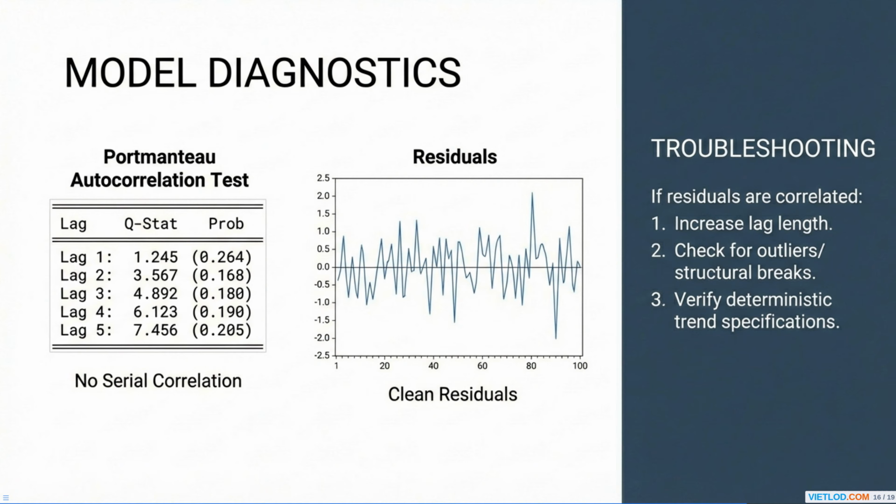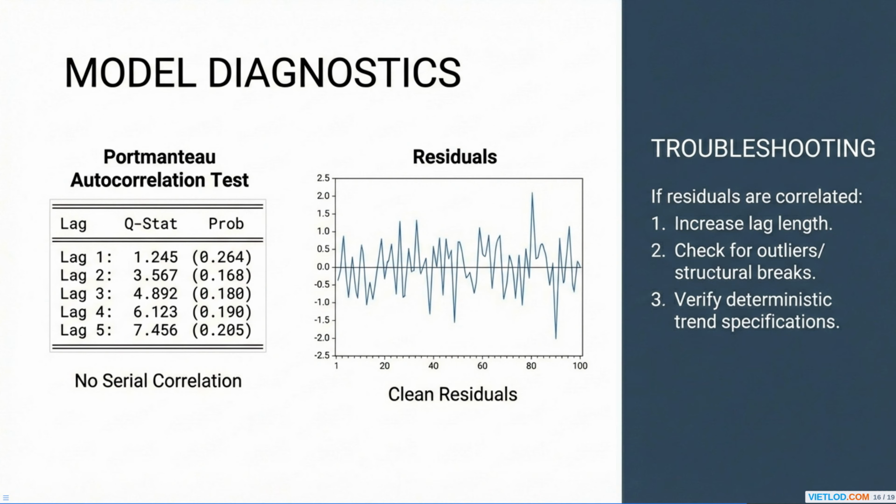A crucial diagnostic is to test for serial correlation in the residuals. The portmanteau test checks the null hypothesis of no serial correlation. High p-values, for example greater than 0.10, for the Q statistics, as shown here, are good news. It means our residuals behave like white noise, and our model's dynamic structure is well specified. For instance, the p-value for lag 5 is 0.205. Since this is much larger than 0.05, we fail to reject the null hypothesis and conclude there is no significant serial correlation up to 5 lags.